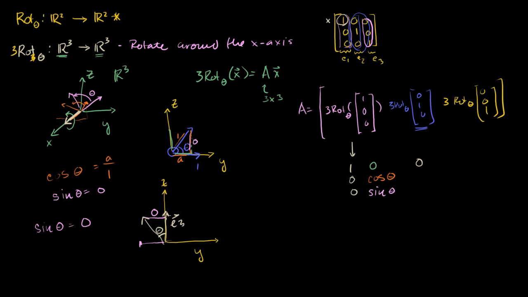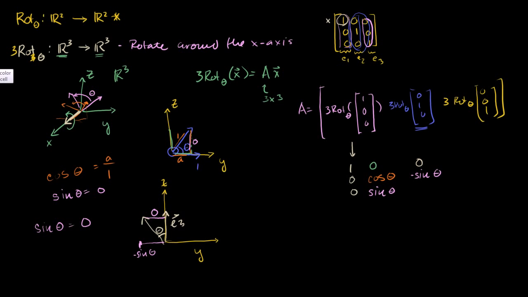But our new coordinate is to the left of the z-axis, so it's going to be a negative version. We did this in the last video. So it's going to be negative sine of theta. So this point right here, that coordinate, is minus sine of theta.